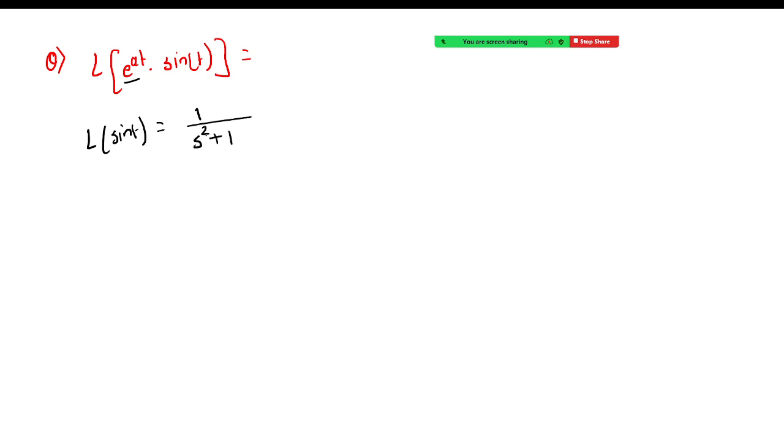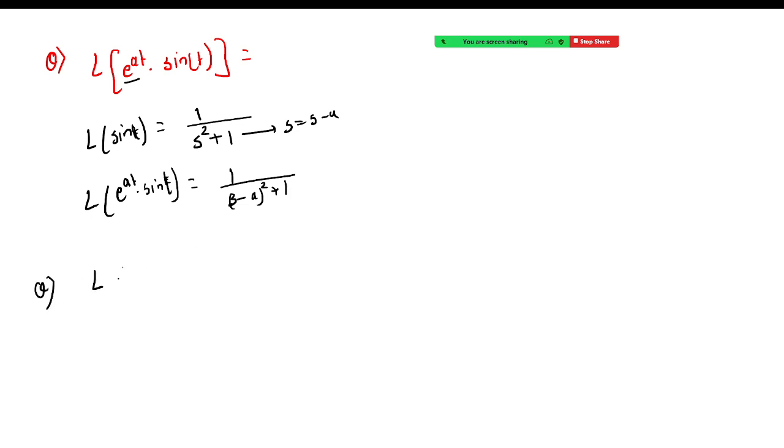Now, let's say I want to calculate Laplace of e to the power at into sin t. Since there is Laplace of e to the power at included over here, first I'll calculate Laplace of sin t. Laplace of sin t is 1 upon s square plus 1, because a over here is 1. Now substitute s equals s minus a. So Laplace of e to the power at into sin t is equal to 1 upon (s minus a) whole square plus 1.